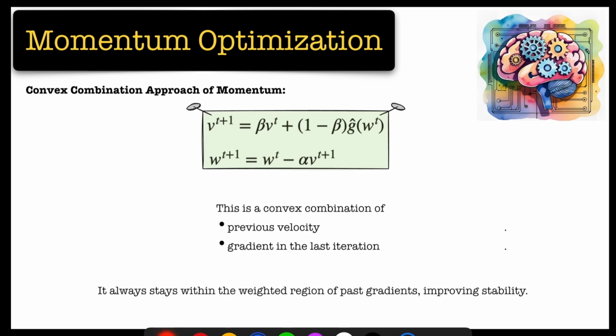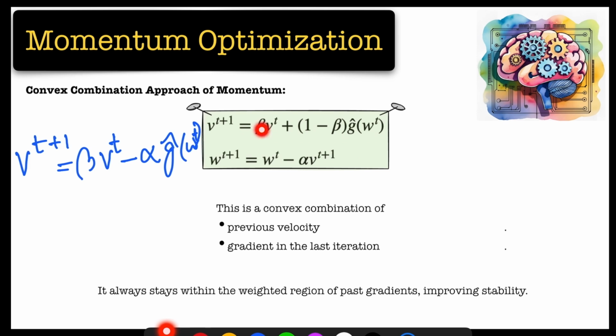Earlier we discussed this momentum formula: Vt plus 1 equals beta times Vt minus alpha G hat of Wt. Here Vt plus 1, or Vt, is the velocity or the gradient accumulator. So this is a convex combination of Vt and G hat Wt. Vt is the gradient accumulator and G hat Wt is the gradient in the last iteration.